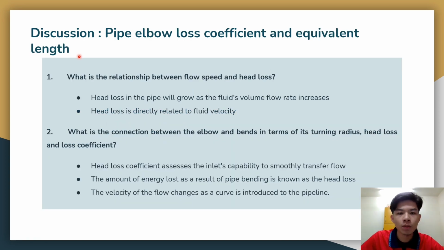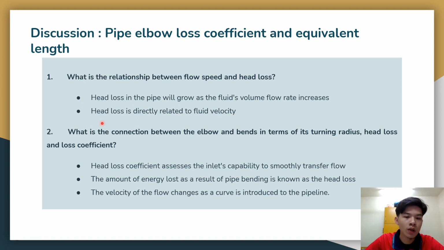Then we go for the pipe elbow loss coefficient and equivalent length. For the first question, what is the relationship between the flow speed and head loss? The head loss in the pipe will grow as the fluid's volume flow rate increases, and the head loss is directly related to fluid velocity.